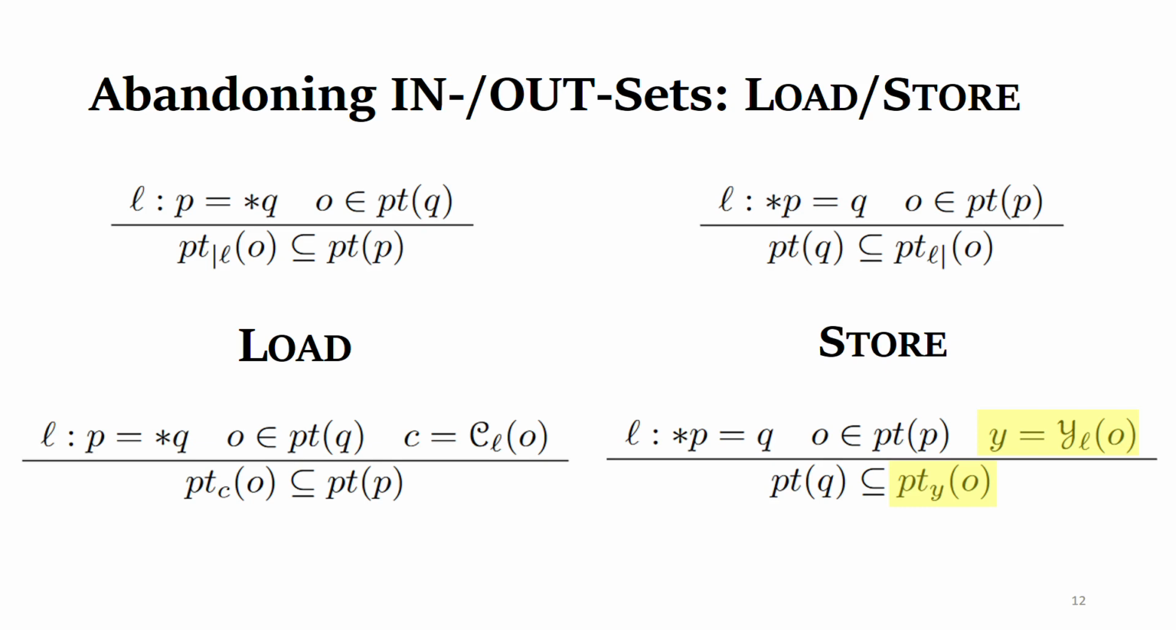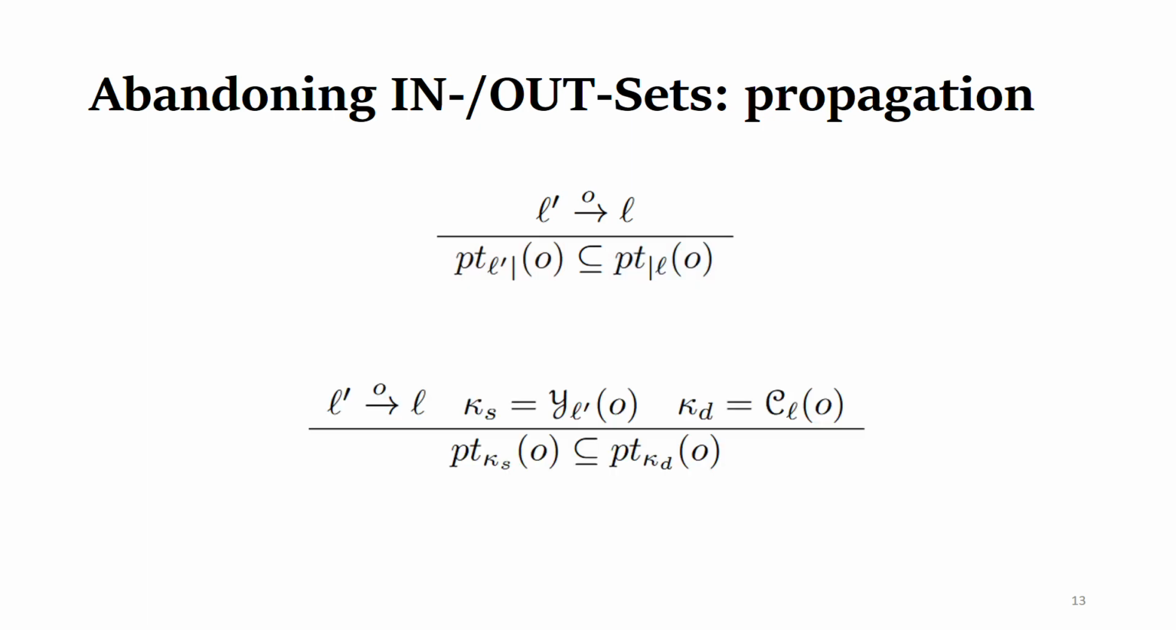Another difference is how propagation of object pointer sets between instructions, that is, along indirect edges or value flow, occurs. Typically, when we have a value flow of O from L' to L, we would include the pointer set of O in the outset of L', in the pointer set of O in the inset of L. Now, we can use the yielded version of L' and the consumed version of L instead, using the pointer set of O corresponding to each of those. For multiple L' and L, we may have the same kappa S and kappa D, leading to reduced propagation and reduced storage.